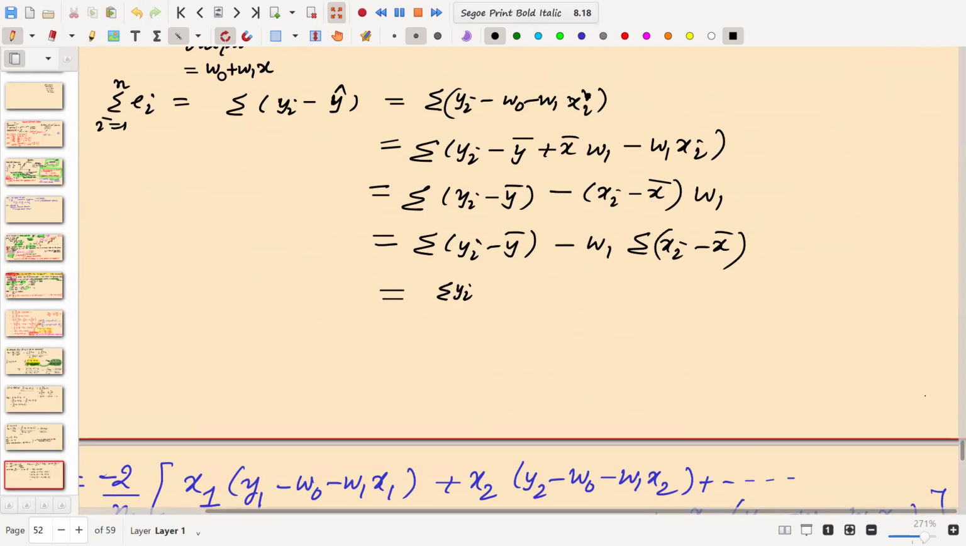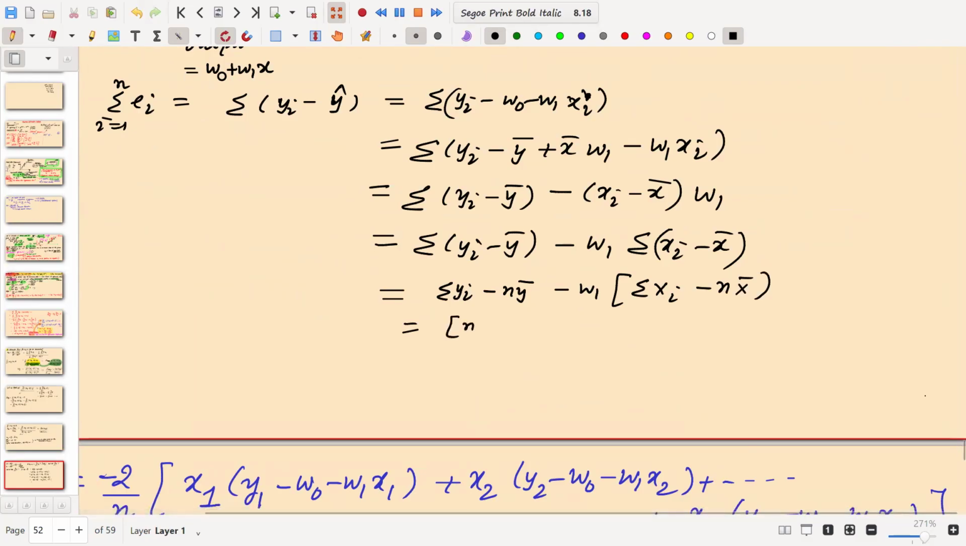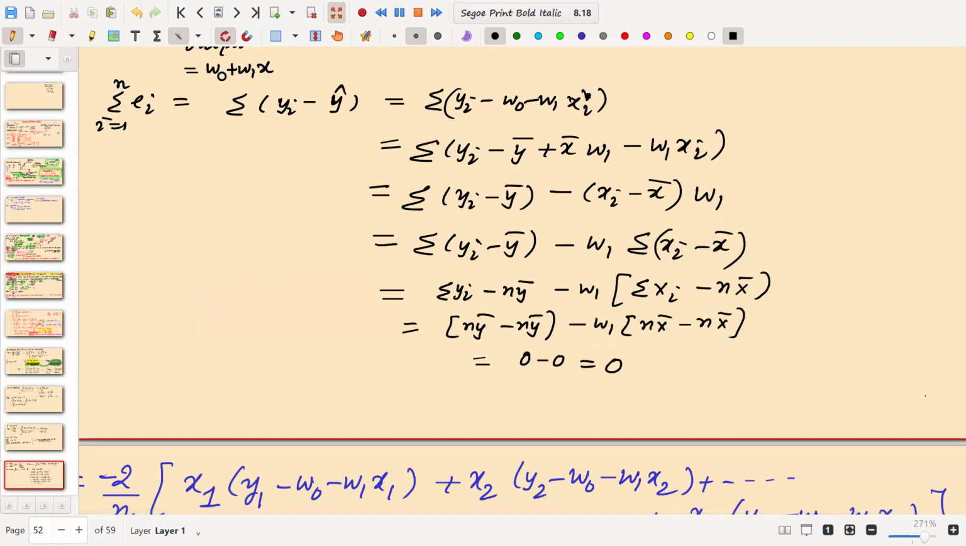Summation of yi is ny bar, minus w1 times summation xi, which is nx bar. So summation yi, can I write, ny bar minus ny bar, minus w1 nx bar minus nx bar. What is this? 0 minus 0, 0. So this is a perfect example that some things which are visible to you suddenly don't come to your mind. But they are there, isn't it?